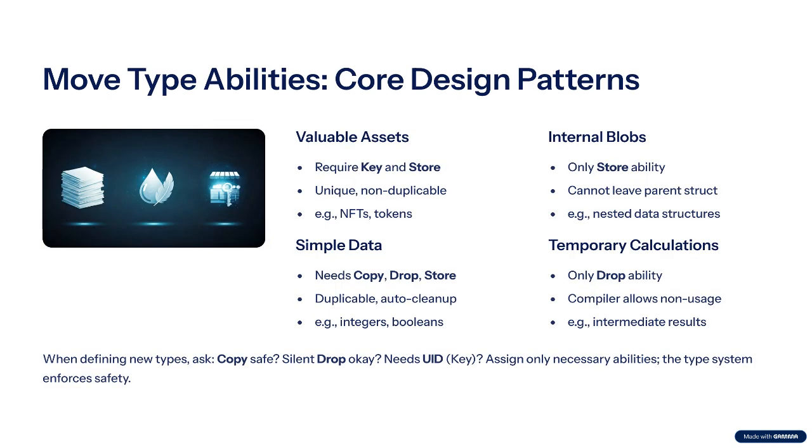Most designs fall into 4 reusable patterns. Valuable assets need key and store, nothing more. Simple data enjoys duplication and auto cleanup, so grant copy plus drop plus store. Internal blobs that should never wander outside their parent struct live happily with store alone. Temporary calculations thrive with only drop. The compiler won't gripe if you forget to move them anywhere.